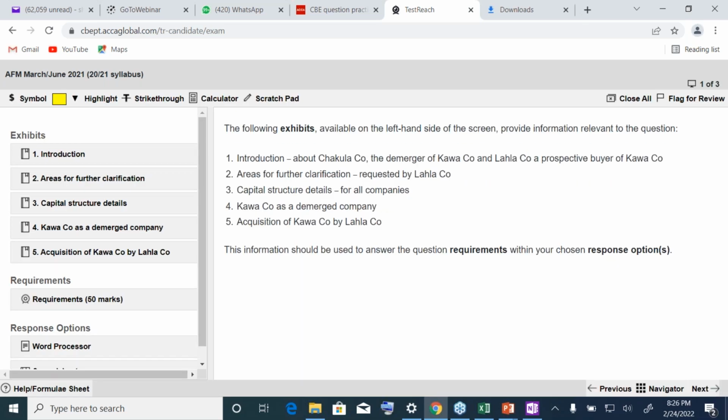Okay, one of the students is asking about the Monte Carlo simulation. If I am unable to cover that, do contact me. I will explain it to you. Don't worry about that.